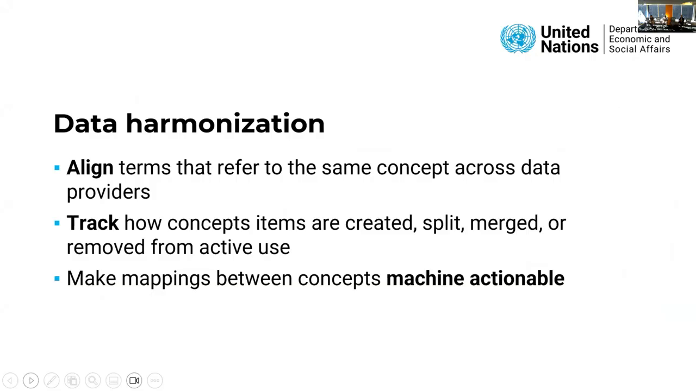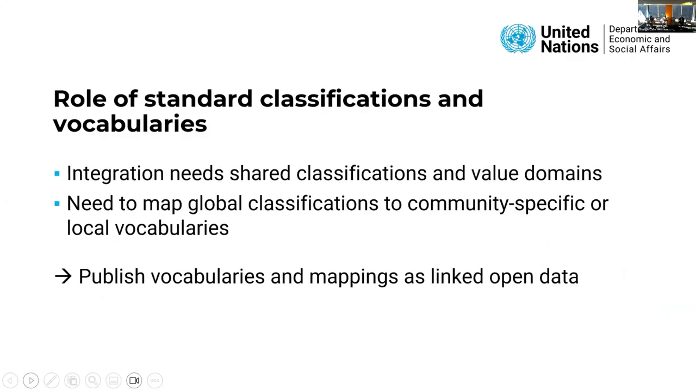And as Flavio was mentioning, there's a lot of work to be done in terms of aligning the different terminologies and tracking how these concepts are created, split, merged, transformed to get to the final product, to make it also machine actionable. So the role of the classifications and vocabularies is very, very crucial. And what I want to highlight here is that we need to also start looking into vocabularies, classifications, taxonomies outside our immediate domain. So we need to start talking other communities' language by looking into their vocabularies and mapping those vocabularies to each other.